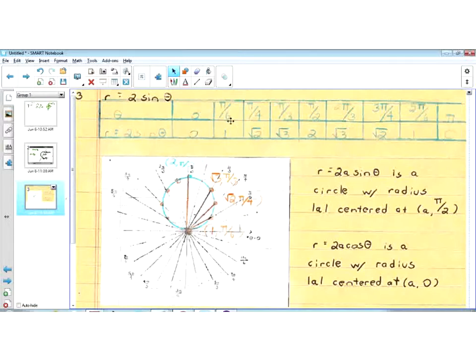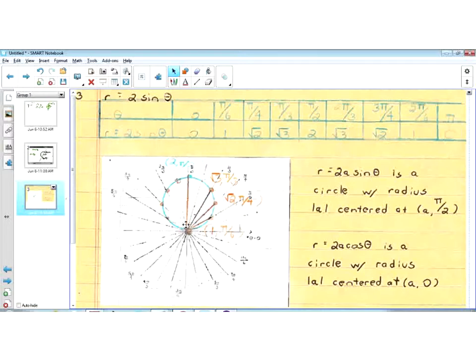And then essentially take each point and plot them in the polar plane, as shown. Each of the dots here, or each of the points plotted in this graph, would be the points from the function table. And then you would essentially connect the dots, and you'll see that it forms a circle.